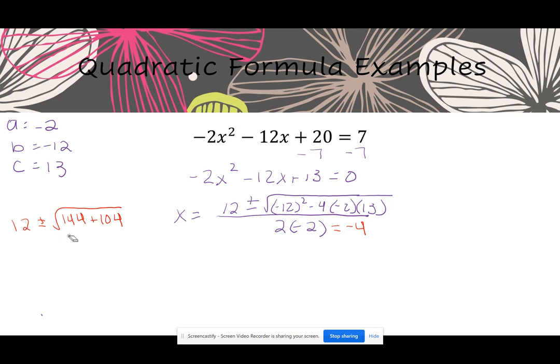Oh, we're not doing the over. So we're going to add in the square root first. 104 plus 144 gives us 248. And the square root of 248 is a decimal. So we have 12 plus or minus, and I'm going to say round to 2 decimal points, so 15.75. Now this is the top of your equation.